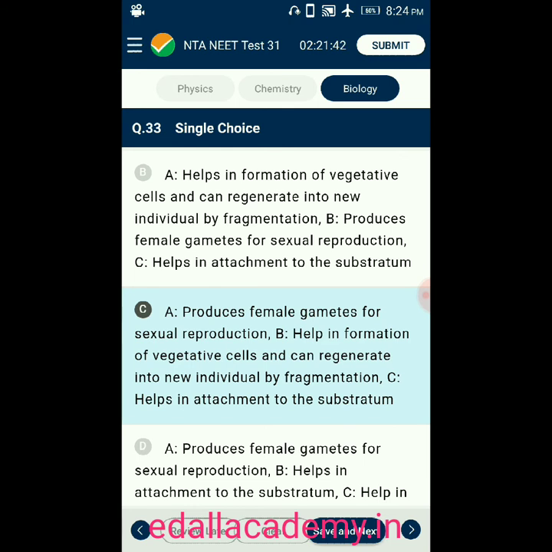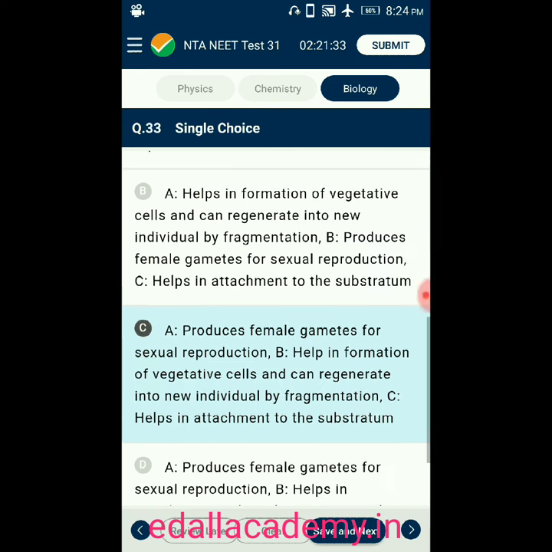A: gametophyte for sexual reproduction. B: helps in the formation of vegetative cells and can regenerate into a new individual by fragmentation. C: helps in attachment to the substratum.